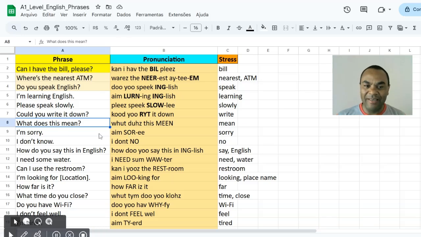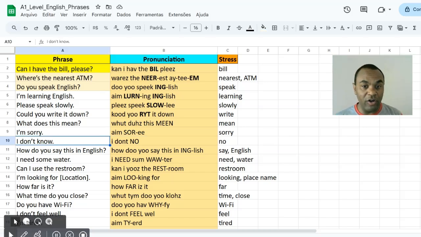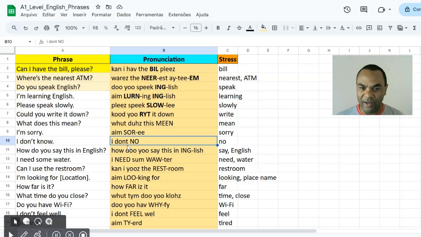Okay. Number 9. I'm sorry. Pay attention to the pronunciation. Number 10. I don't know. Pay attention to the stress on the final word.